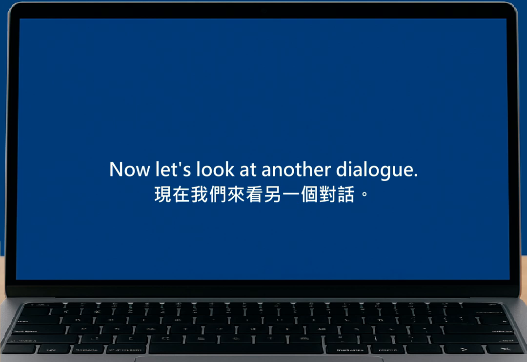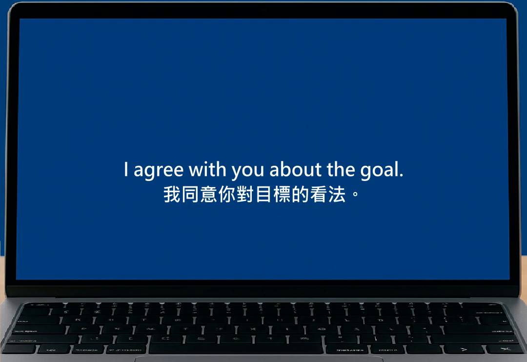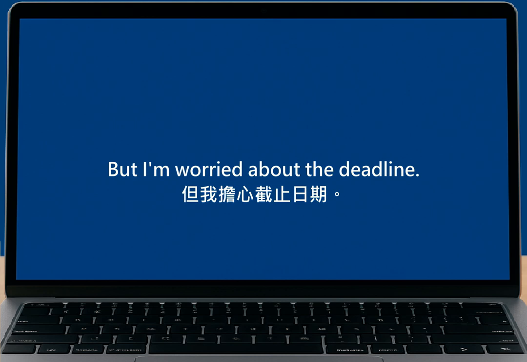Now let's look at another dialogue. Dialogue 2. Partial agreement. I agree with you about the goal, but I'm worried about the deadline.